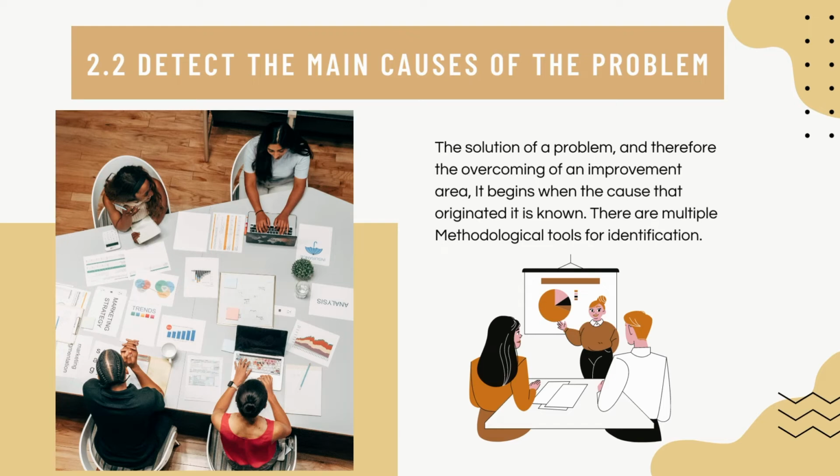Detect the main causes of problems. The solution of the problem, and the overcoming of the improvement area, begins with the cause that originates it. There are simple methodological tools for identification, among others: the fishbone diagram, cause-effect, Pareto charts, quality house, brainstorming. The use of any of these or similar ones will help to analyze the problem in greater depth and prepare the way when defining the improvement action.